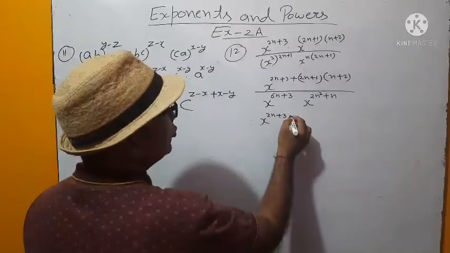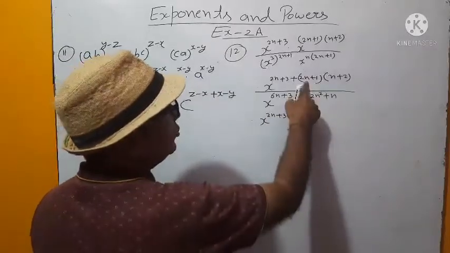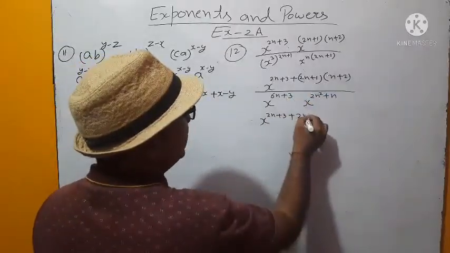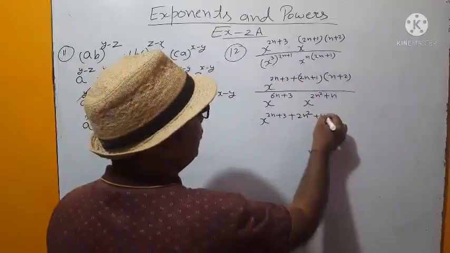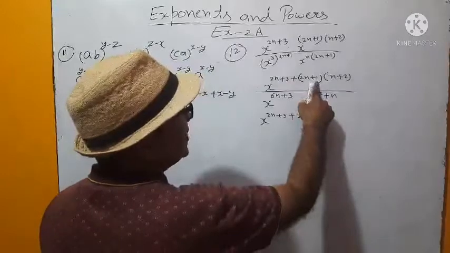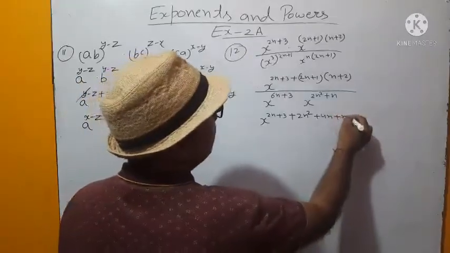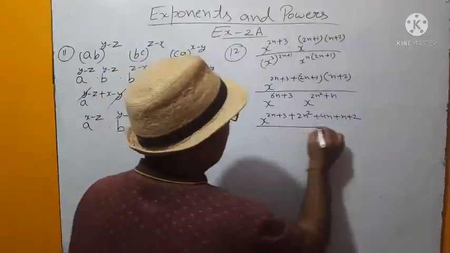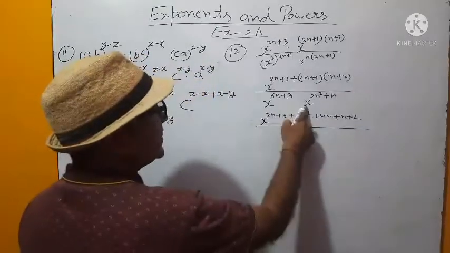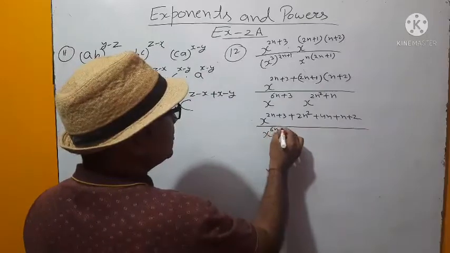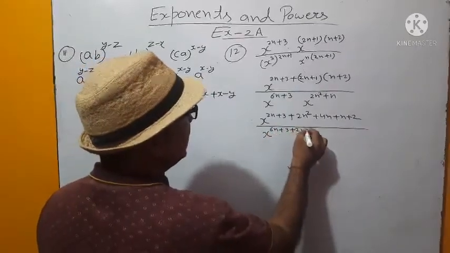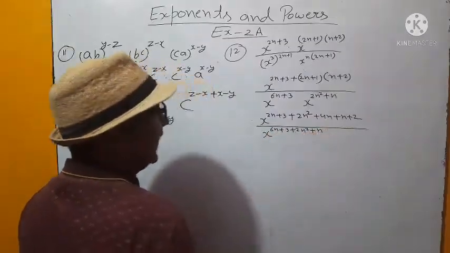X to the power 2n plus 3, plus 2n is multiplied by n, becomes 2n square. 2n is multiplied by plus 2 becomes 4n. Now plus 1 is multiplied by 8, you will get n plus 2. Upon bases are same, so exponents will be added. So x power 6n plus 3 plus 2n square plus n.